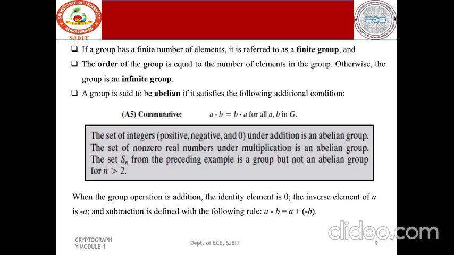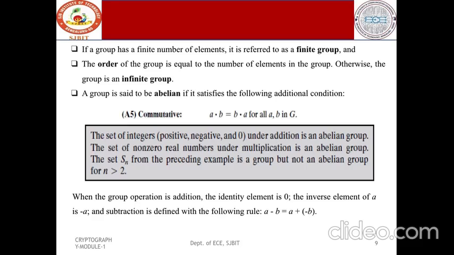So if a group has a finite number of elements, it is referred to as a finite group, and the order of the group is equal to the number of elements in the group. Otherwise, the group is an infinite group. A group is said to be abelian if it satisfies the additional condition, that is A5, commutativity: A dot B is equal to B dot A for all A, B in G.